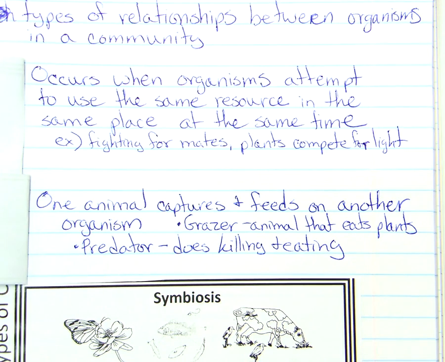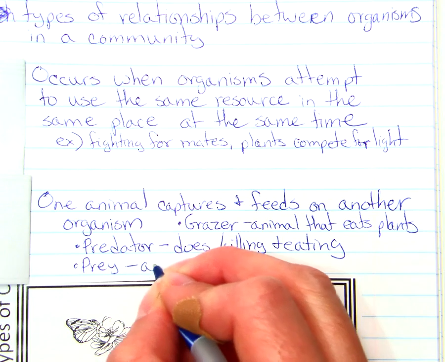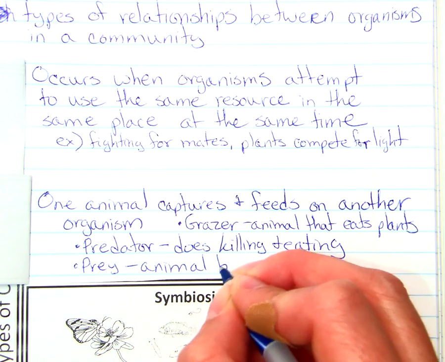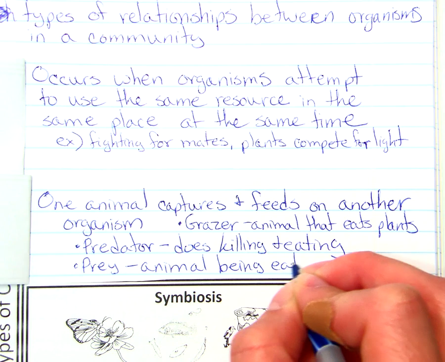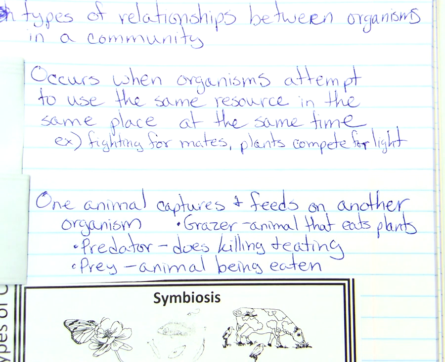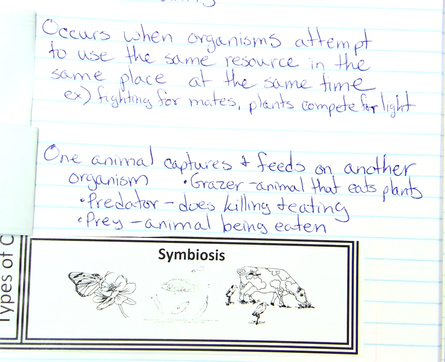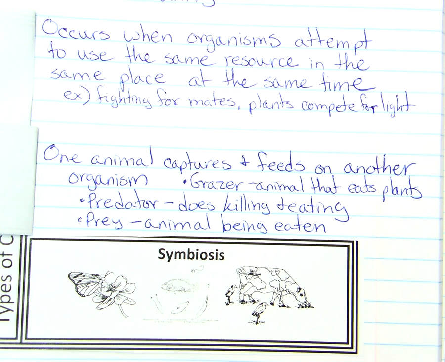Predator is the organism that does the killing and the eating. Prey is the animal that's being eaten. So our next definition, symbiosis.